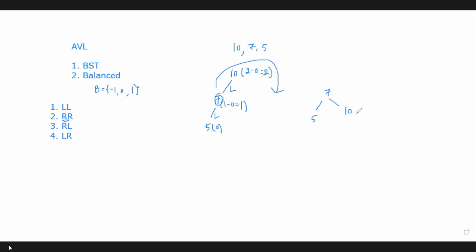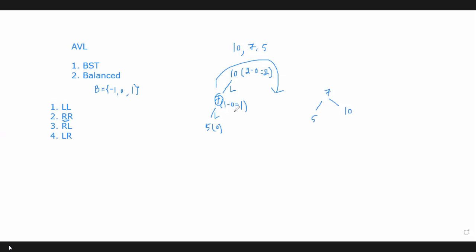So now calculate the balance factor. For all these three nodes, the balance factor is 0. That means this is a balanced tree. And is this a BST? Yes, the left child is less than 7, less than the root node, and the right child is greater than 7. So it's a binary search tree.